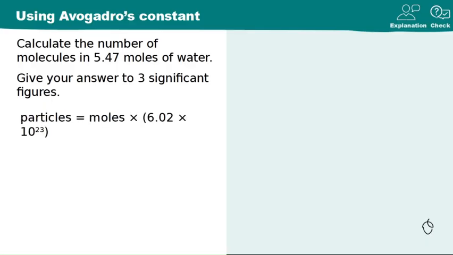Okay, so calculate the number of molecules in 5.47 moles of water. Give your answer to 3 significant figures. Okay, so the number of particles present is the moles times Avogadro's number.